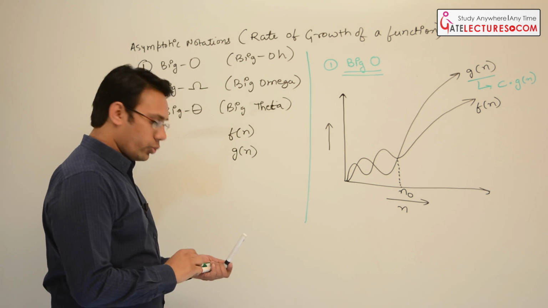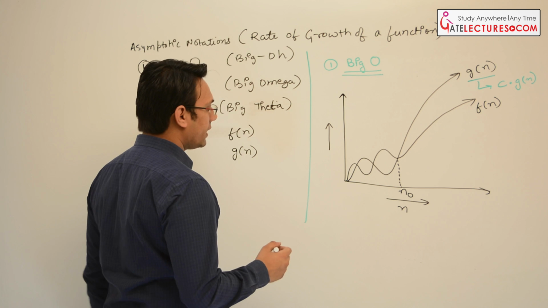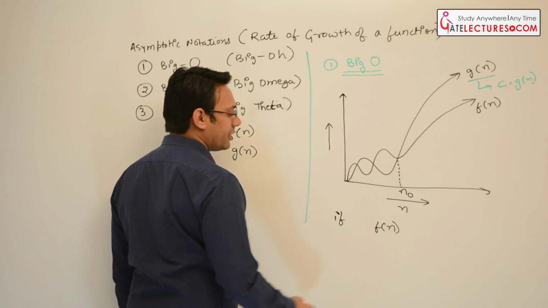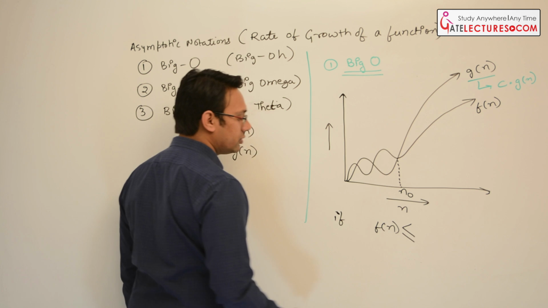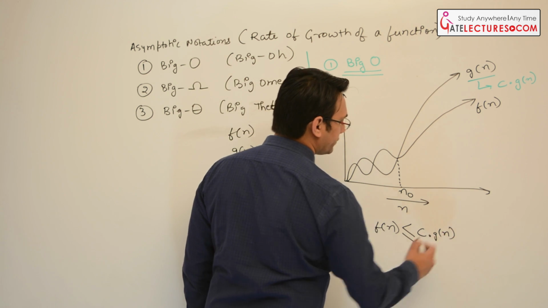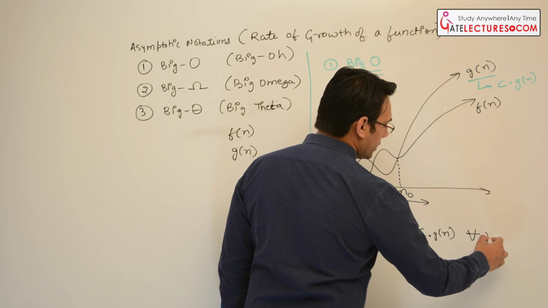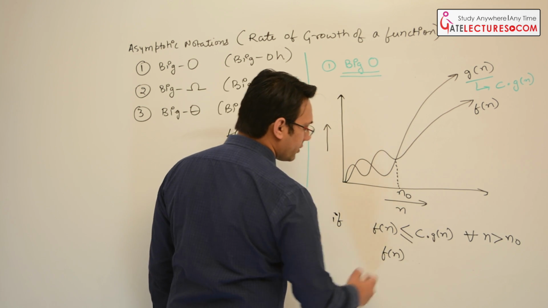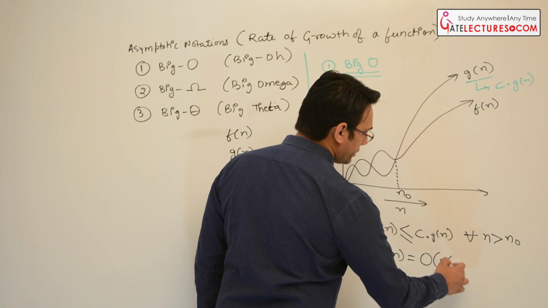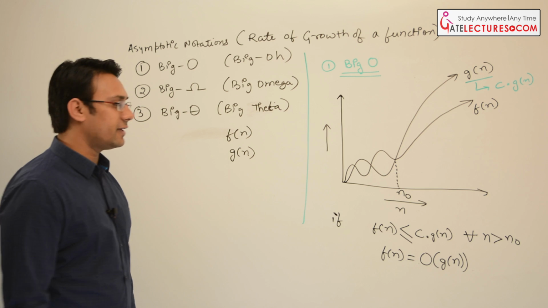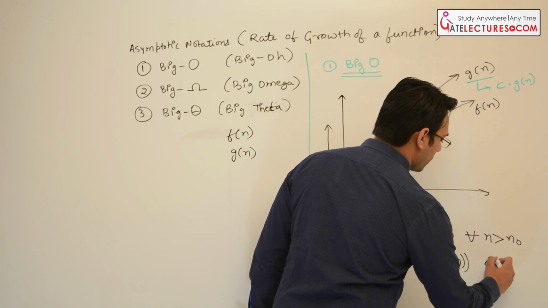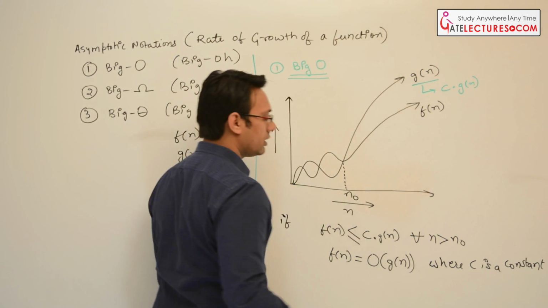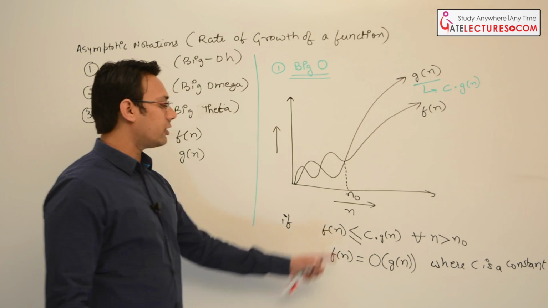Now what does big O notation say? It says if we can say that f(n) is always less than or equal to c dot g(n) for all n greater than n naught, then we can say that f(n) is order of g(n), where c is a constant and n naught is some value on this n.